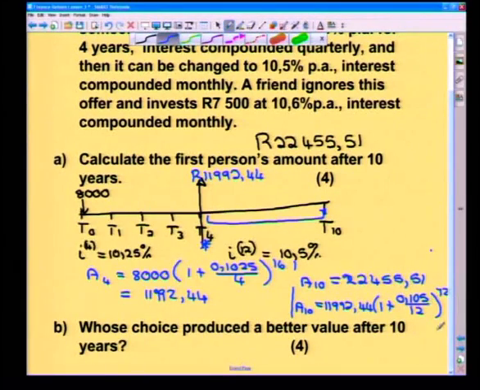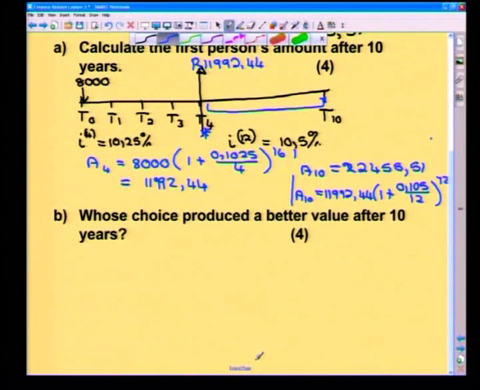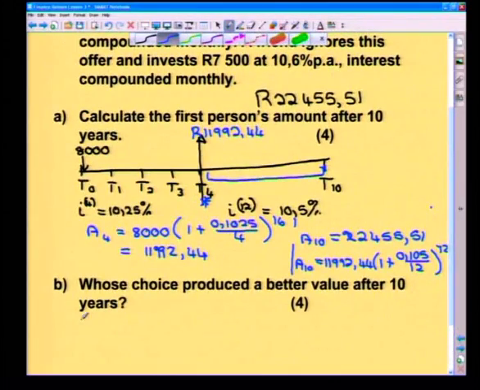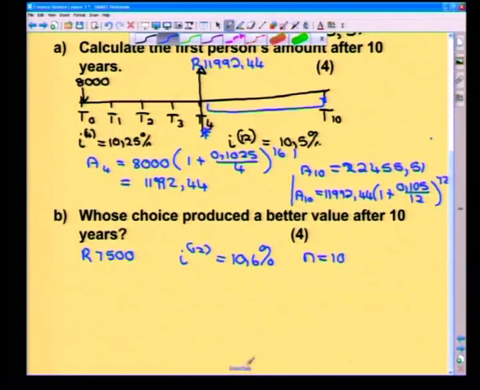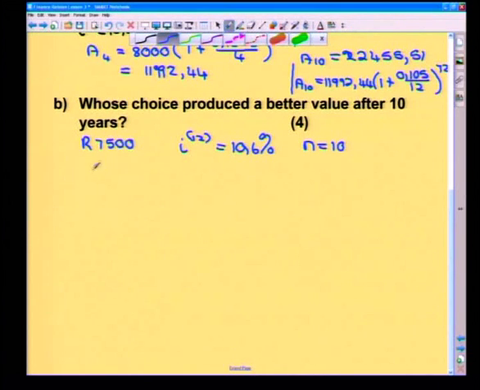Right, now the next question says, whose choice was better? Well, we know how person A has done. We have no idea how person B has done, so that's what we're going to sort out now. So what is the difference in these two people? He's taking 7,500 Rand. He's investing it at compounded monthly rate of 10.6%. He's still doing his 10 years just like this first person. Okay, so let's have a look what happens with him.